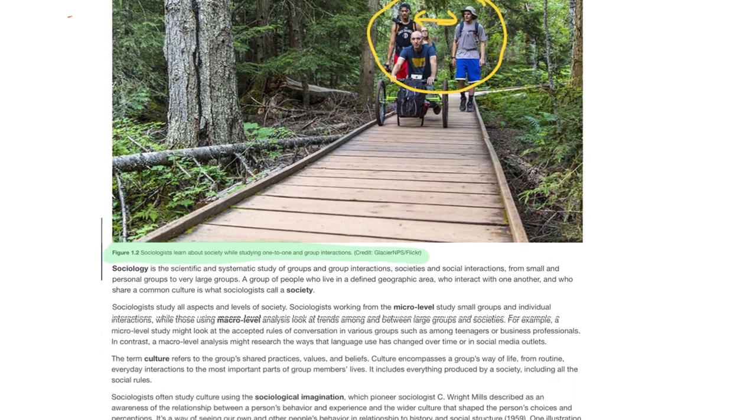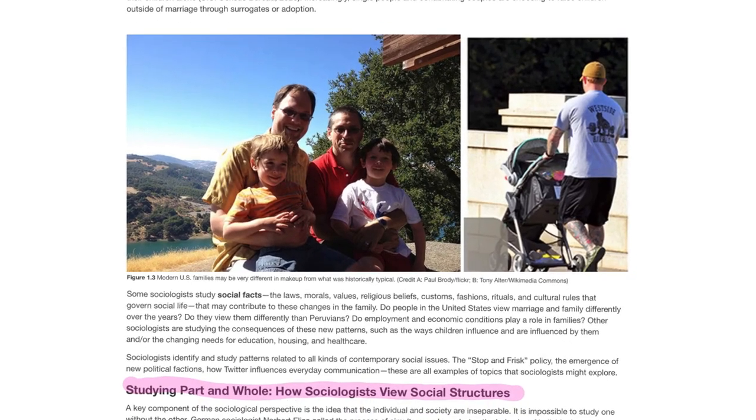Okay? Is there another visual? In fact, there's 2 more. Modern U.S. families may be different. Okay, so here's a family, 2 people with kids. What's different here? I might notice, hey, it looks like there are 2 fathers. That's different.